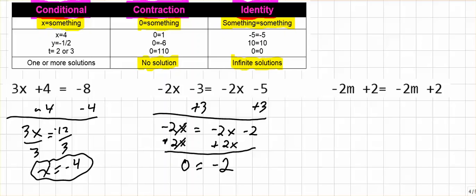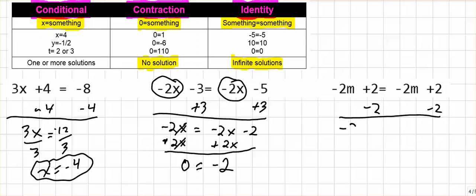And if we look at the original equation, we have a -2x on this side and a -2x on that side. On the left side, we're taking 3 away from -2x. On the right side, we're taking 5 from -2x. So no solution. And finally, the last one, we will subtract 2 from both sides.